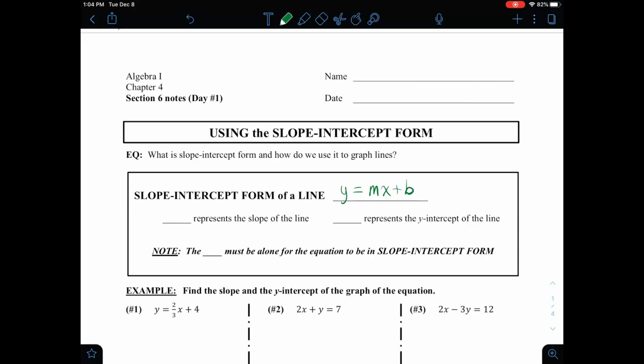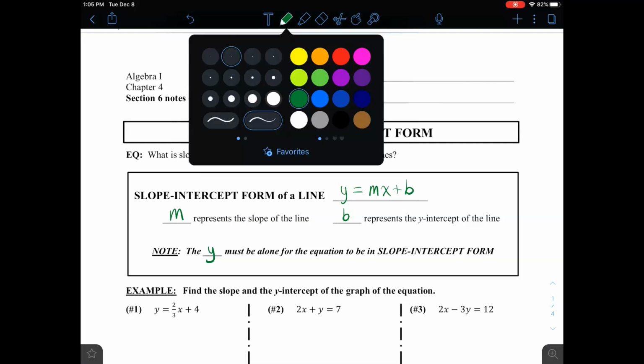So what do the different variables mean? What represents the slope of the line? I gave it away. It's m. M is the slope of the line. We talked about that in the last video. And which variable is the y-intercept? It's going to be the b. In order for it to be in slope-intercept form, the y must be by itself. You can see that y is all alone on the left-hand side here. The right-hand side would be fine too, but make sure that y is by itself.